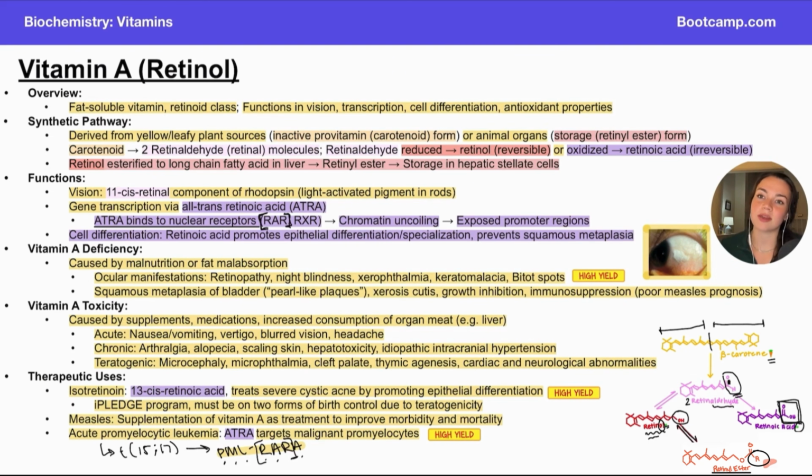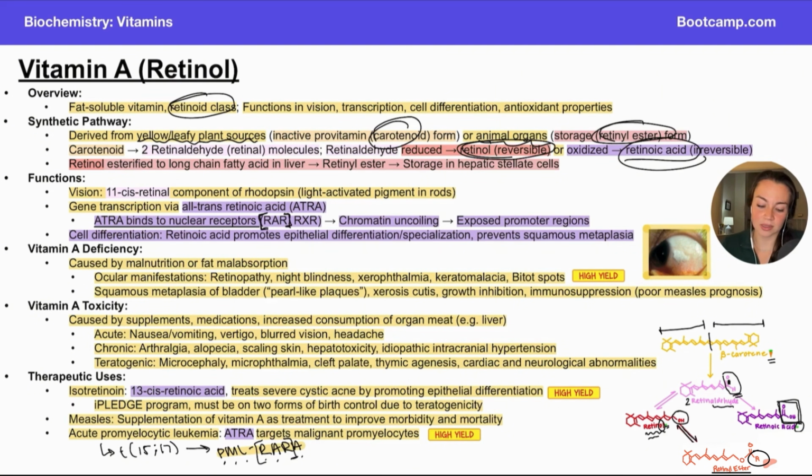We've been talking about vitamin A, retinol, but really more broadly, we've been talking about the molecule class of retinoids. Vitamin A was derived either from yellow leafy plant sources, from the carotenoid form of retinoids, or from animal organs from the storage retinyl ester form. We had 2 big active forms of vitamin A. We had our retinol, and then we also sort of had its cousin, which is retinoic acid.